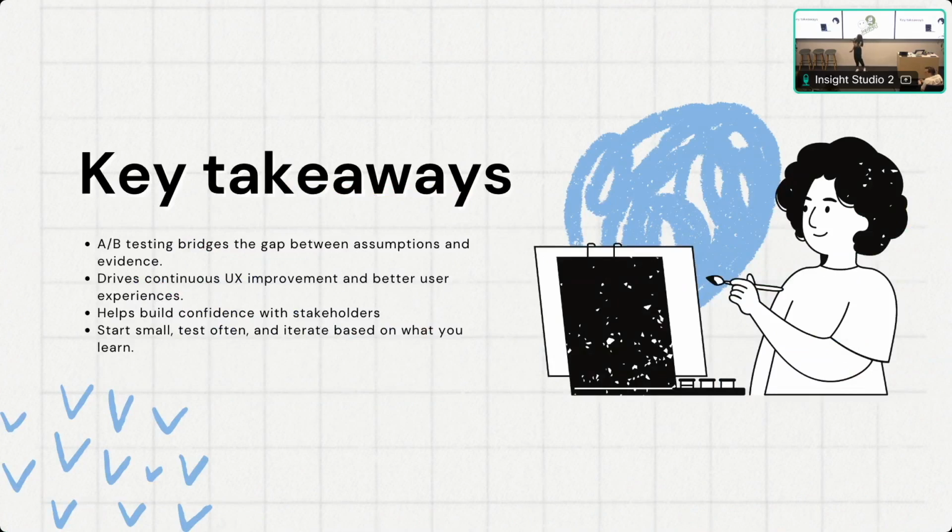Next. Okay, so key takeaways from A/B testing. It bridges the gap between assumptions and evidence. It drives continuous UX improvement and better user experiences when done right. It can help build confidence with stakeholders, as I've mentioned. And I guess the key is, you can start small and test often and keep iterating on different things.